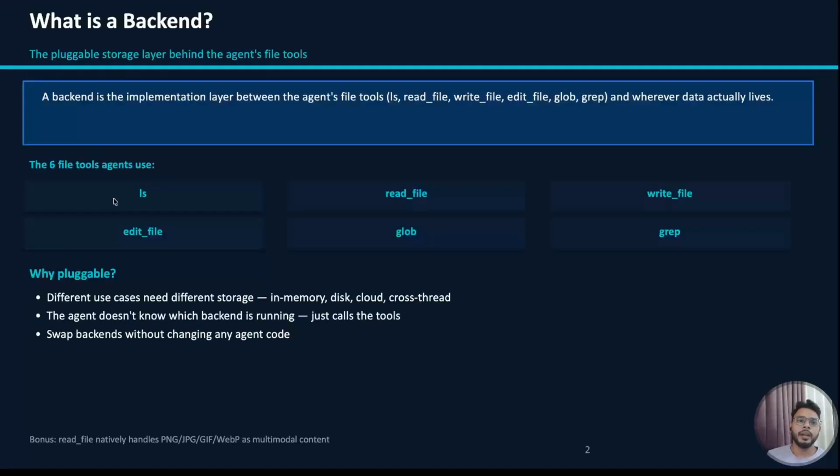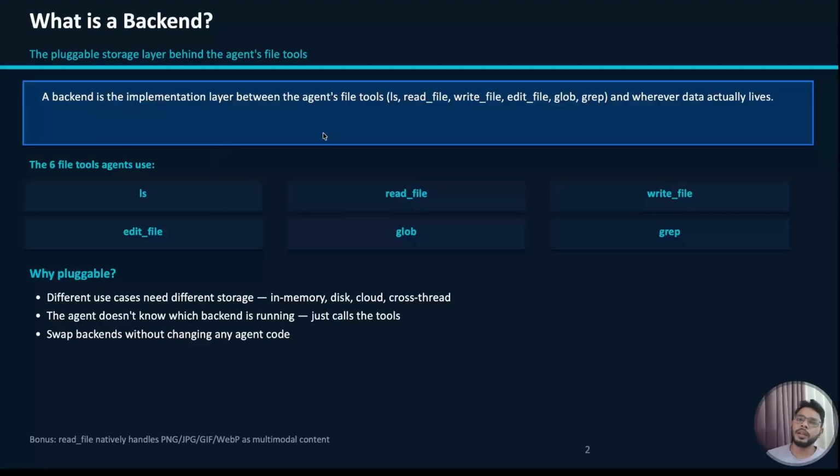Okay, so as I mentioned, what is a backend? A backend is basically a pluggable system that allows users to store files in memory or on the file system. Okay. So when Deep Agents actually reads or writes a file, it calls some pre-built tools. In Deep Agents we have 6 pre-built tools, I have listed them here: ls, read_file, write_file, edit_file, glob, grep. So these are basic tools.